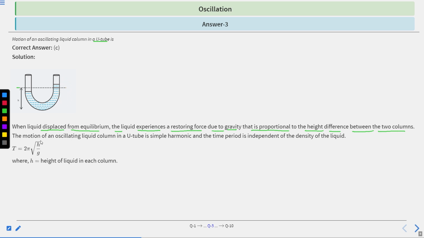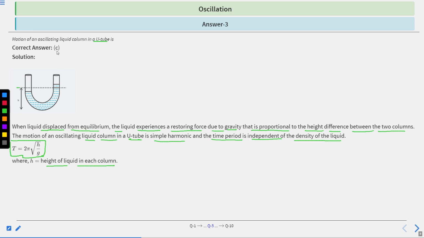So the motion of an oscillating liquid column in a U tube is simple harmonic, and the time period is independent of the density of the liquid. It means the density of the liquid does not affect the time period. So the time period is T equal to 2 pi under root h by g, where h is the height of liquid in each column.